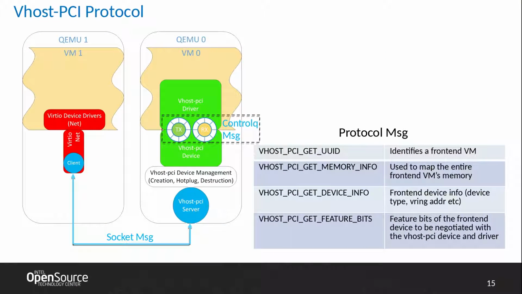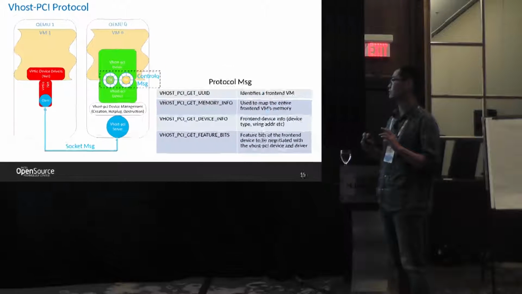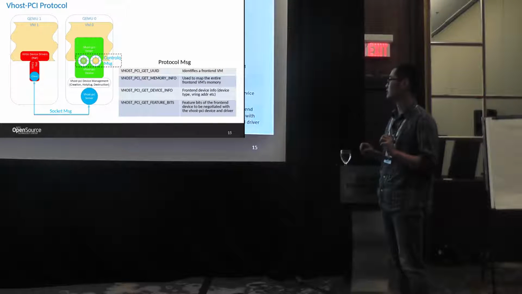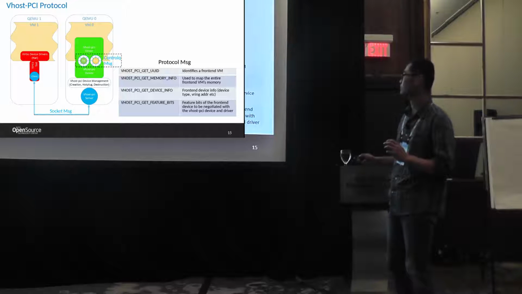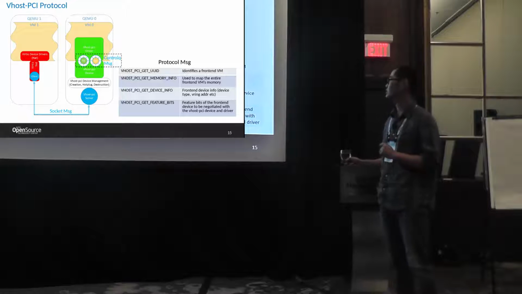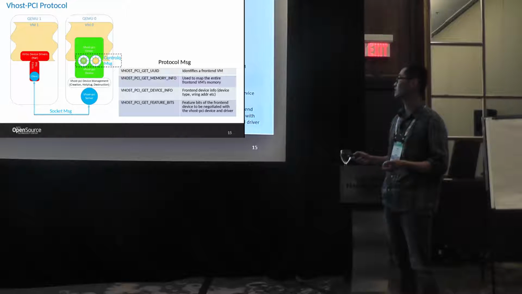So here is something about the vhost PCI protocol. Basically, this protocol consists of two message types. One is the socket message, which is used between the client socket and the server socket. And another one is the control queue message. This one is used between the vhost PCI device and the vhost PCI driver.